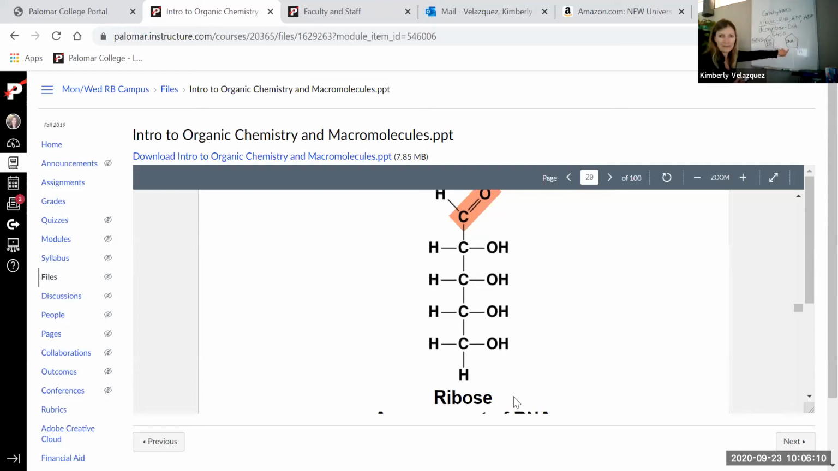Now in DNA, that sugar is deoxyribose. It's going to have a slightly different formula because it's missing an oxygen, so it doesn't really follow this formula. It would actually be C5H10O4 because it's missing an oxygen. Deoxyribose, without oxygen. It's missing that one oxygen.